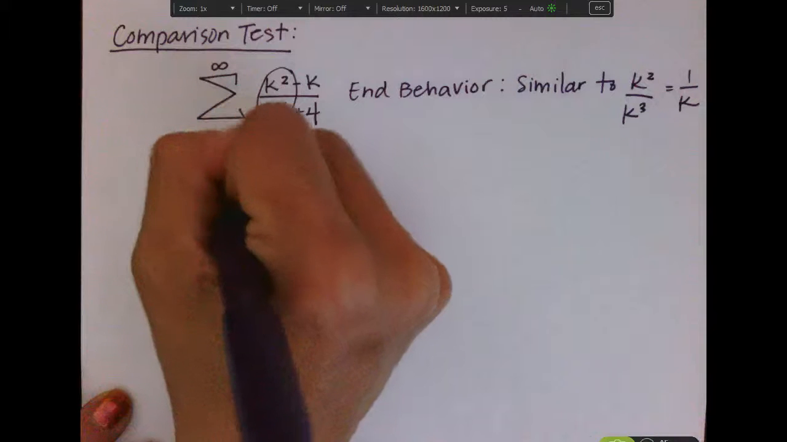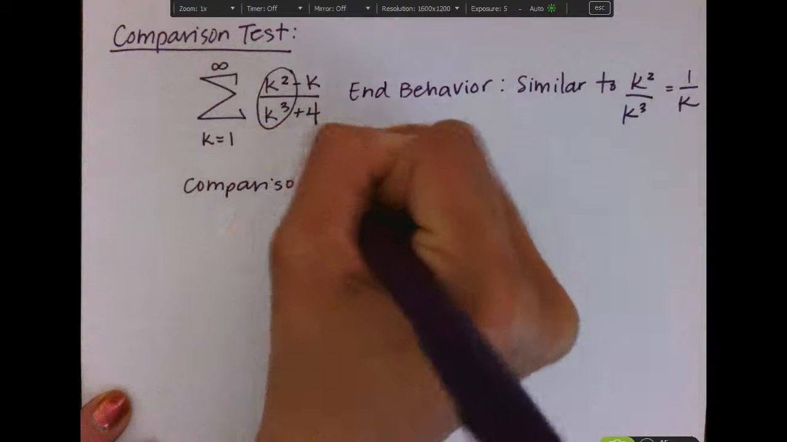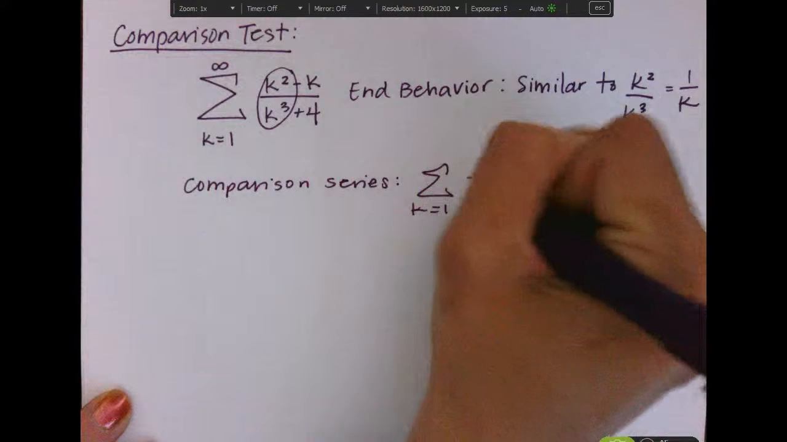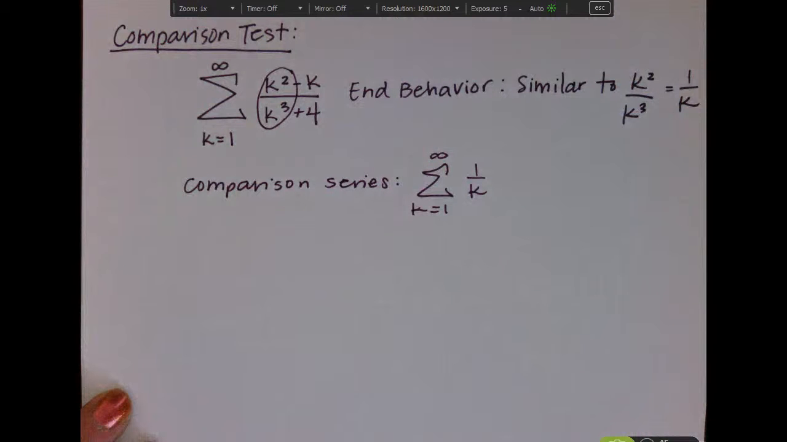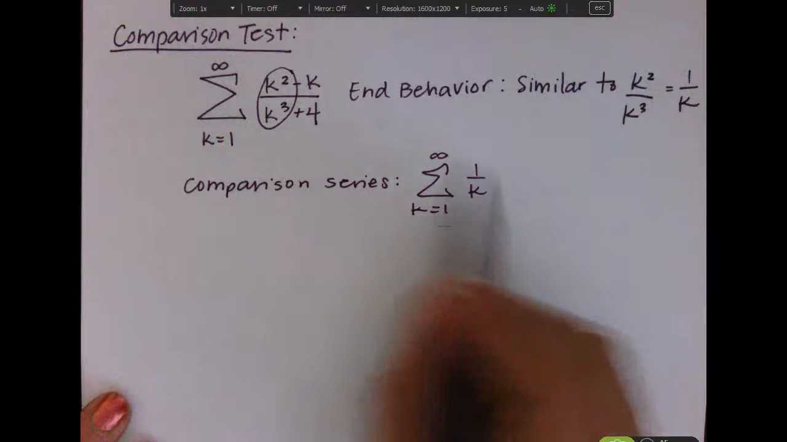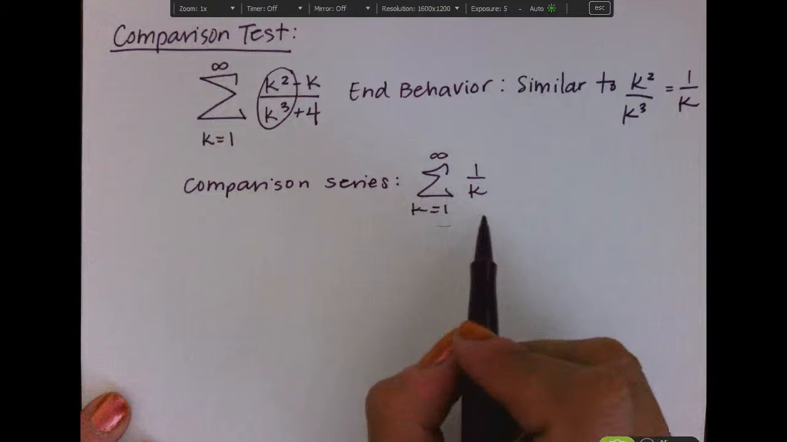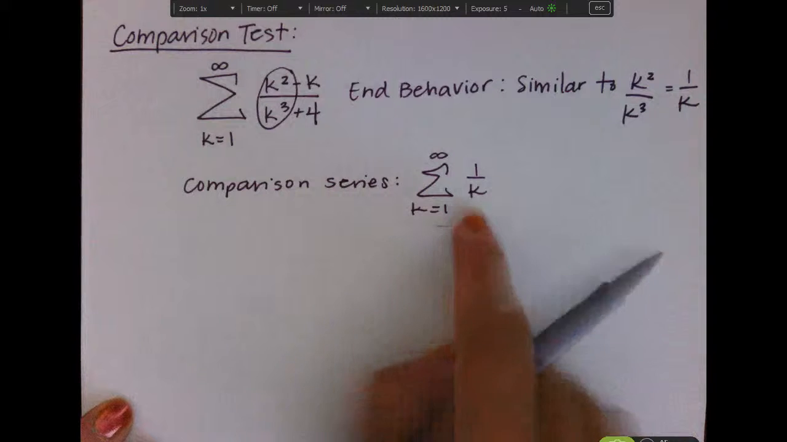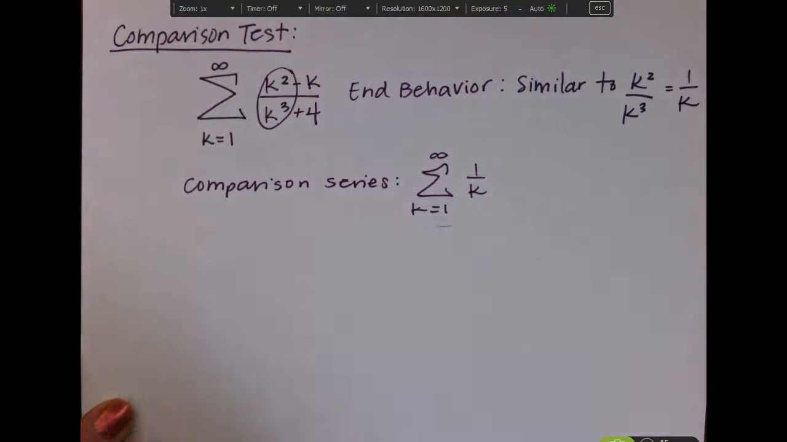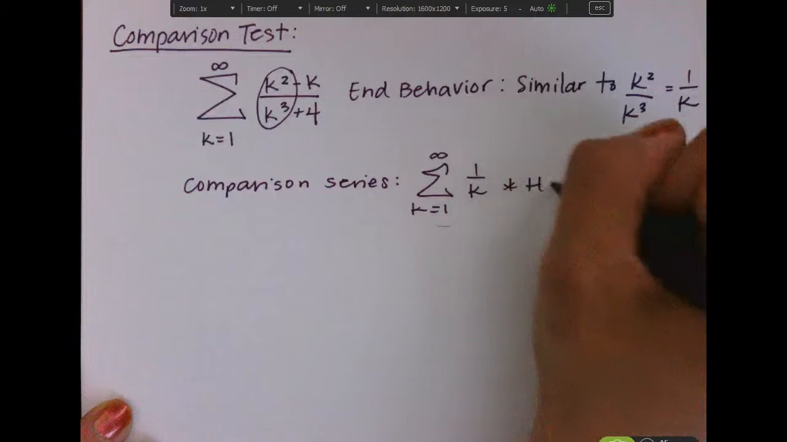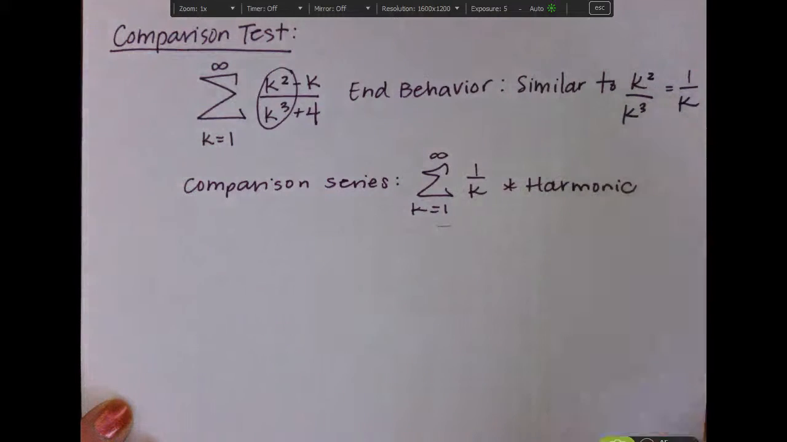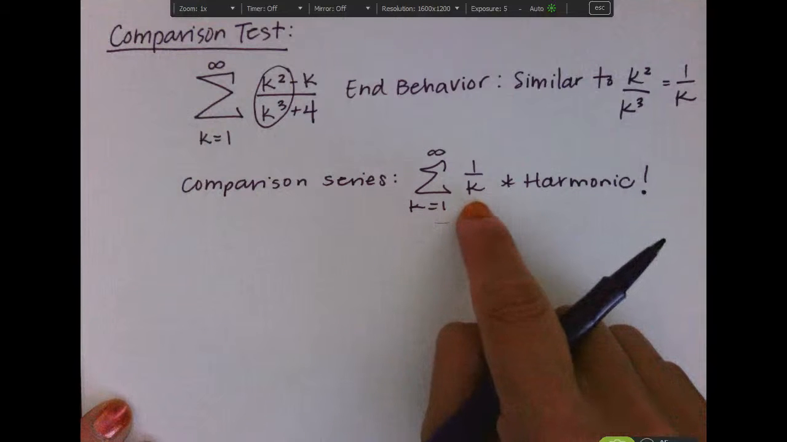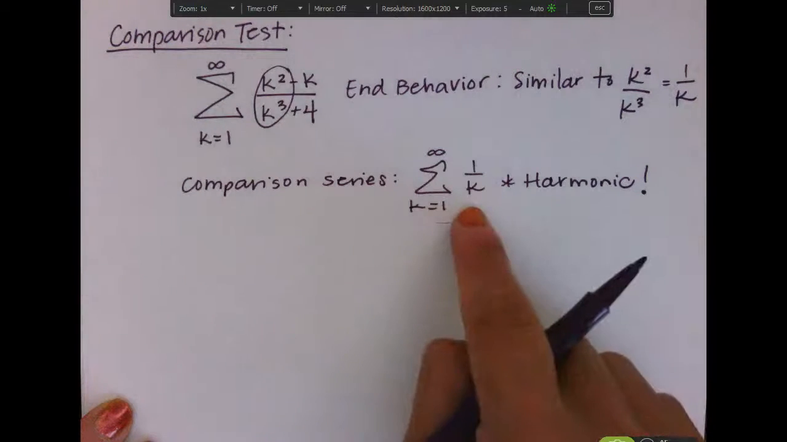So our comparison series is going to be just that, the series 1 over k from 1 to infinity. And so what we want to look at is, how does the end behavior of this comparison series look? Does it converge? Does it diverge? And whatever this series does, the original series should do the same. So remember that this is a special series, and a lot of times that's what's going to happen, is that your comparison series is going to be something that is easily determined in terms of its convergence or divergence.